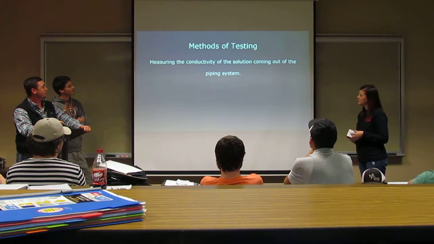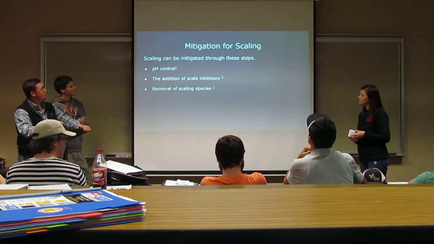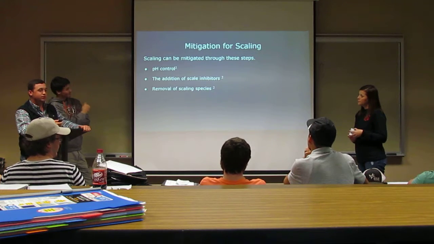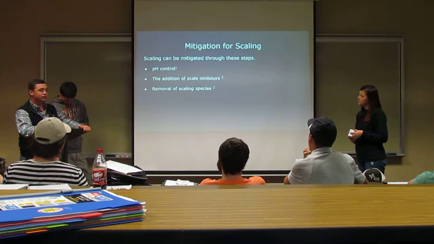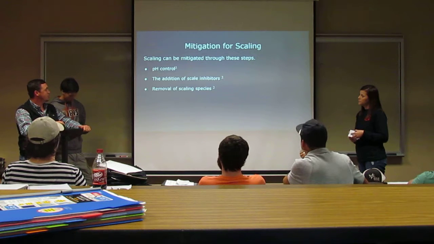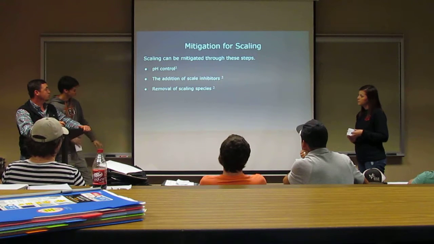Methods of testing: measuring the conductivity of the solution coming out of the piping system. Mitigation for scaling: the best one to do is control the pH. That will stop scaling pretty much. Also the addition of scale inhibitors and the removal of scaling species.